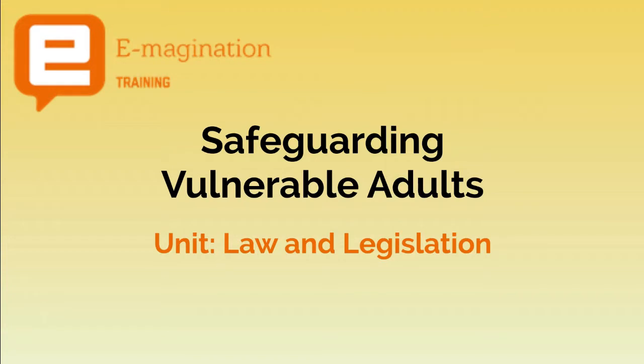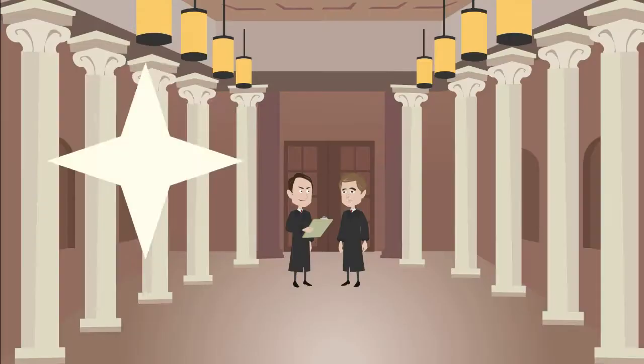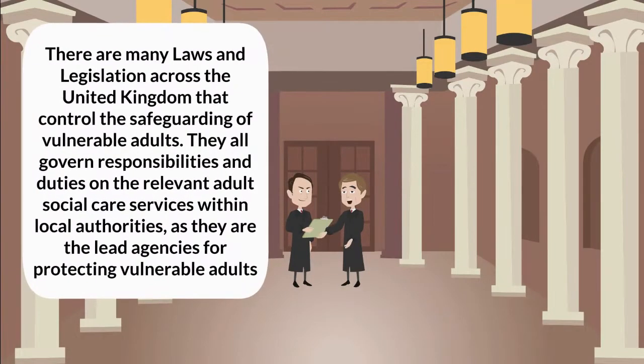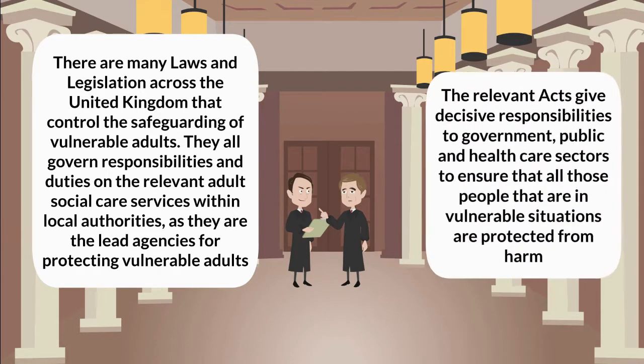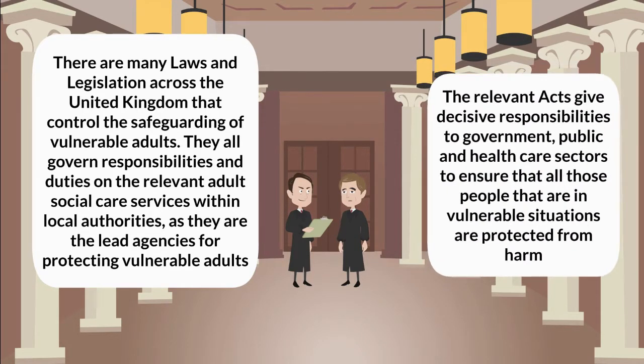We will now look at law and legislation. There are many laws and legislation across the United Kingdom that control the safeguarding of vulnerable adults. They all govern responsibilities and duties on the relevant adult social care services within local authorities, as they are the lead agencies for protecting vulnerable adults. The relevant acts give decisive responsibilities to government, public and healthcare sectors to ensure that all those people that are in vulnerable situations are protected from harm.